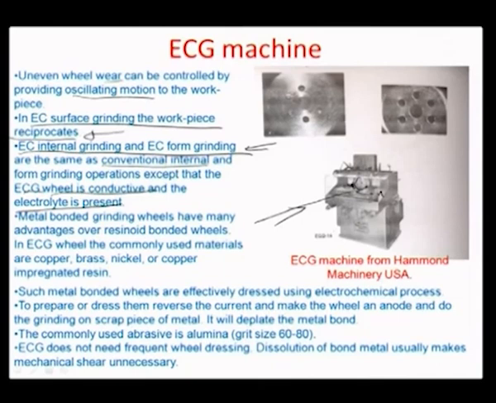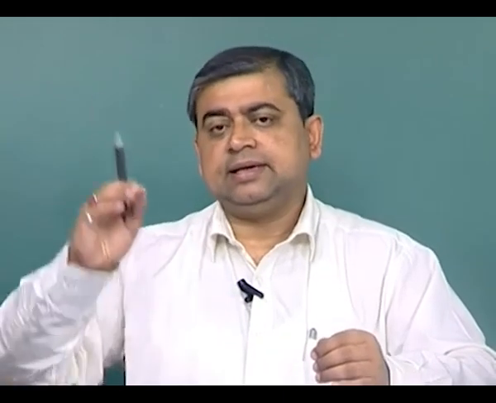There are some other associated benefits of the ECG process. One of them is that, as I told you, the ECG wheel is made up of metals. So instead of a resinoid combination with particles, you are actually having a metal wheel, making the metal of the wheel the bond, okay, and the abrasive grain sticking out of that metal wheel. So therefore there is a tendency of those wheels to have long lasting effects, because resinoid otherwise needs a frequent amount of dressing, which this process will not.